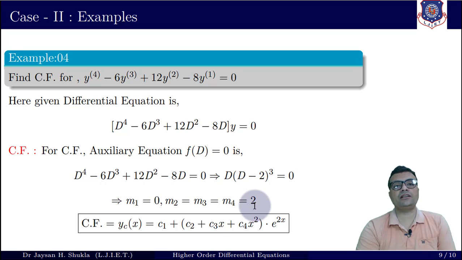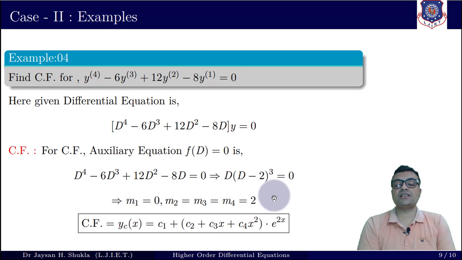So how do we write down the complementary function for this case? I am writing c1 into e raised to m1x. Now the value of m1 is 0, so it is c1 into 1. I am writing the second part for this repeated real root with value 2, which is (c2 plus c3x plus c4x squared) into e raised to 2x. This is how you can deal with 3 repeated real roots.